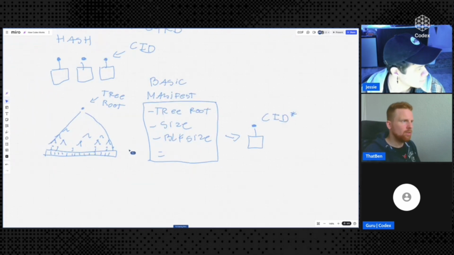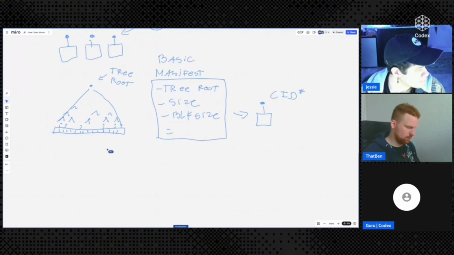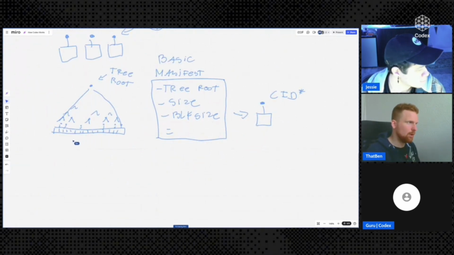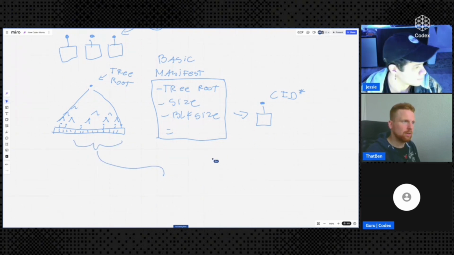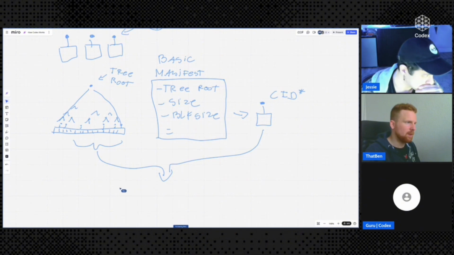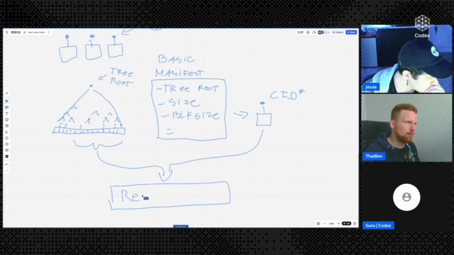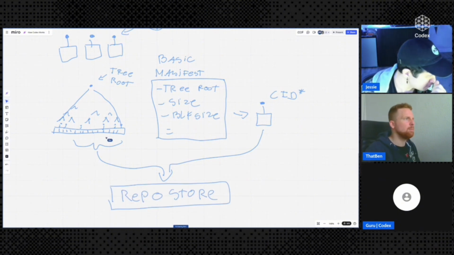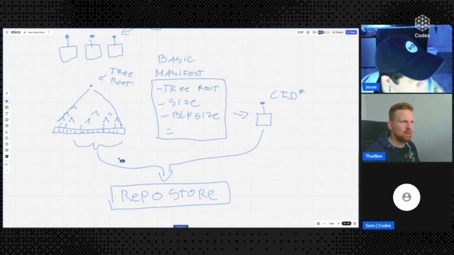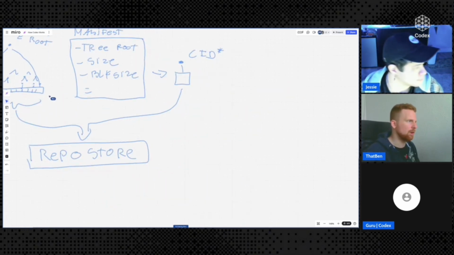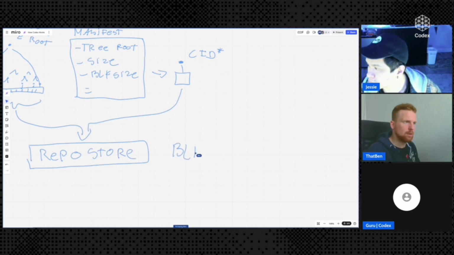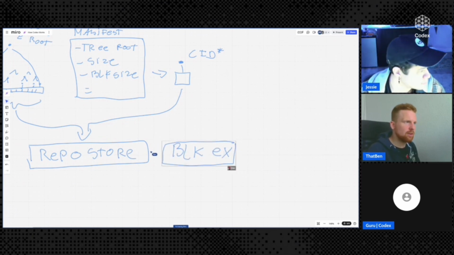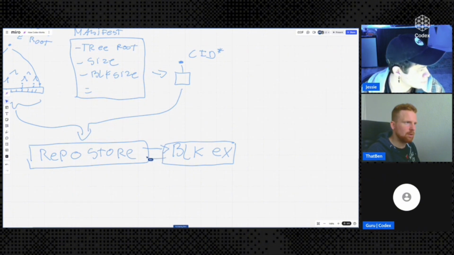After that, these blocks all get stored on the local node. So all of these blocks and this block, they all get stored in a big box called the repo store. And the repo store is connected to something called the block exchange engine. I'm going to abbreviate that. Block exchange. These are tightly coupled.